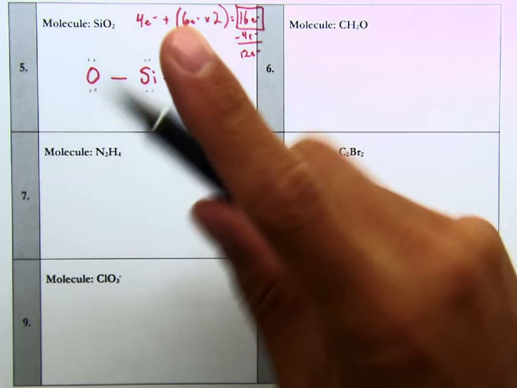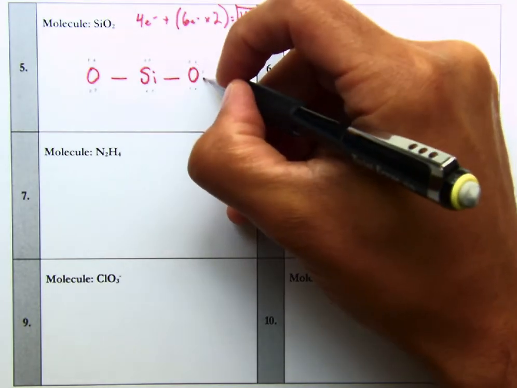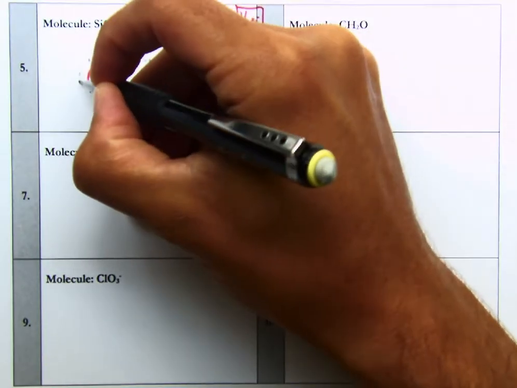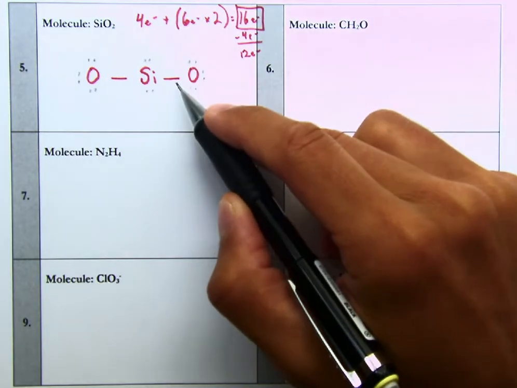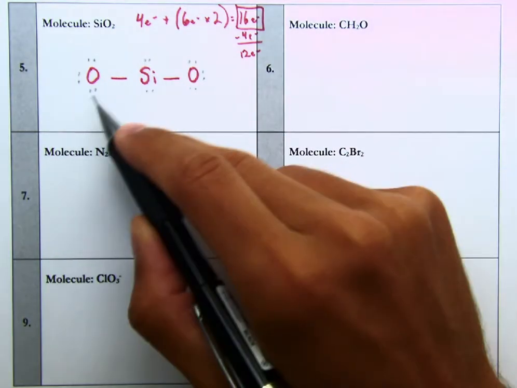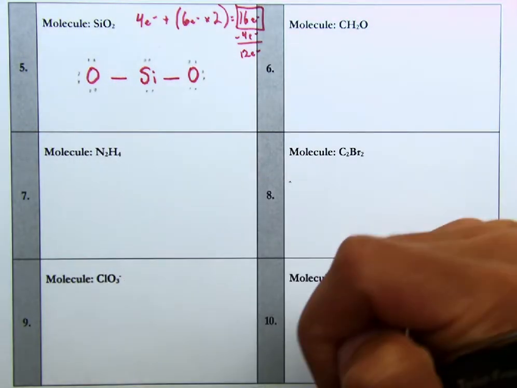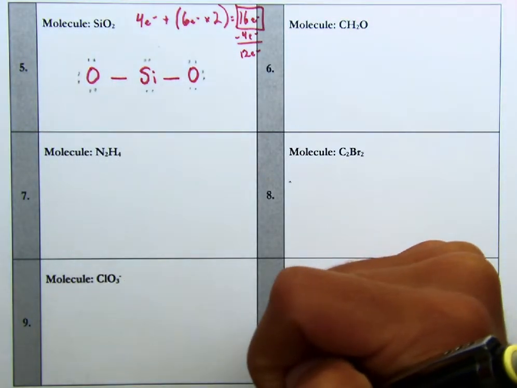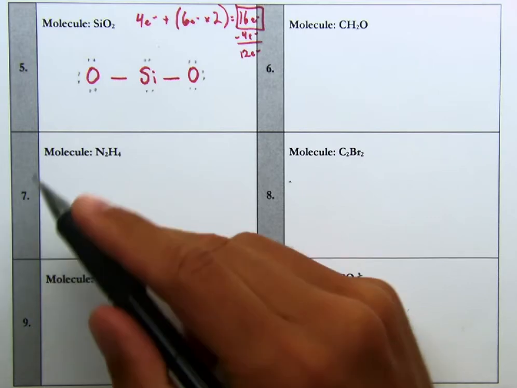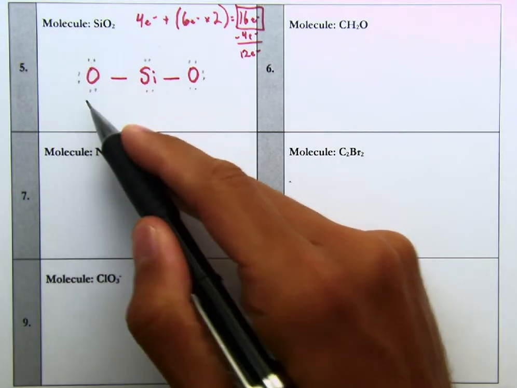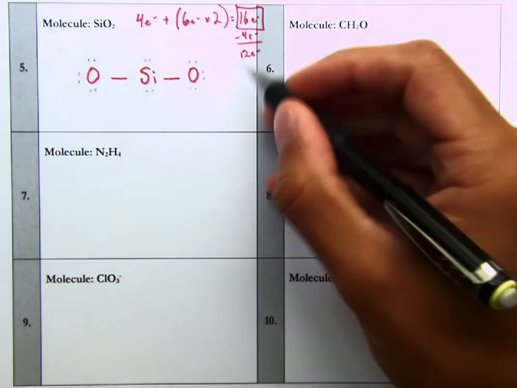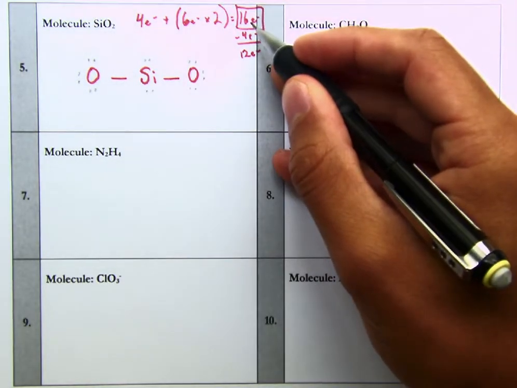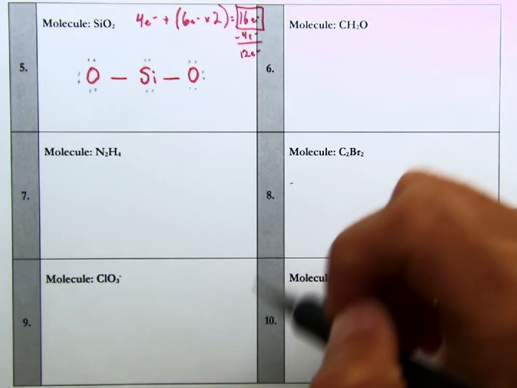Or if you said, well, why don't we just put more here and put more here, right? Now oxygen has 2, 4, 6, 8. Silicon has 2, 4, 6, 8, and oxygen has 2, 4, 6, 8. They all have 8, right? So now is it correct? Well, if you count the total number of valence electrons, it's 2, 4, 6, 8, 10, 12, 14, 16, 18, 20. Do we have 20 electrons? No. So this is wrong.